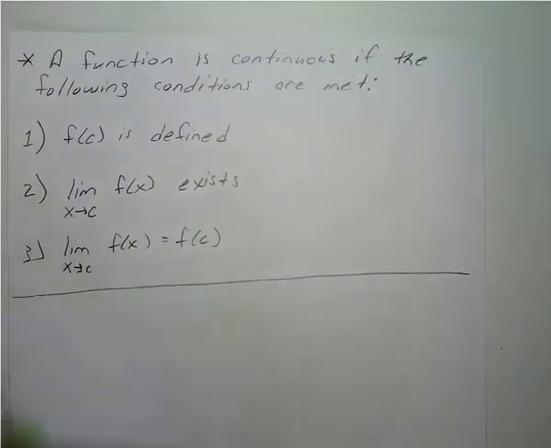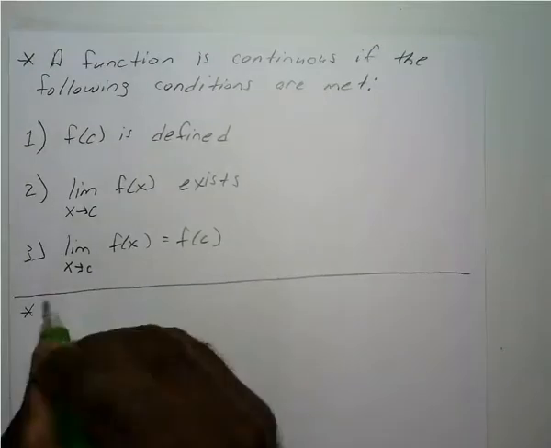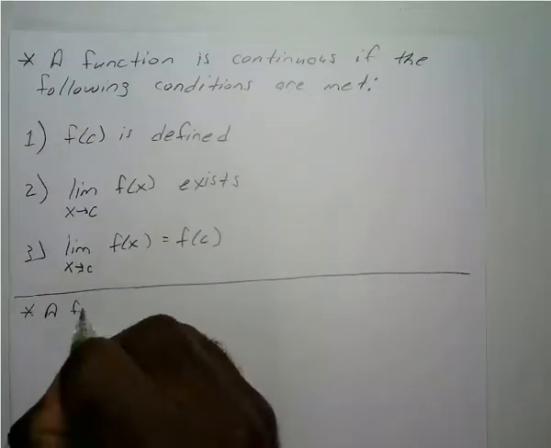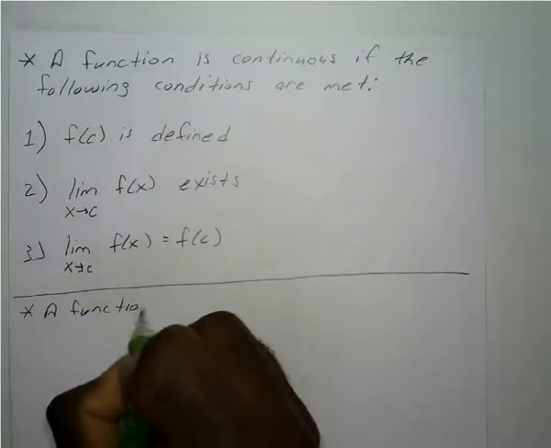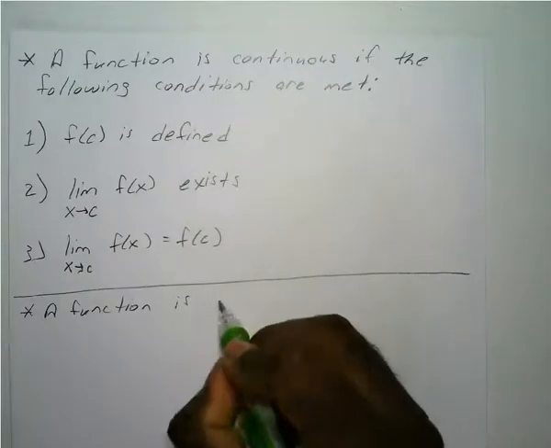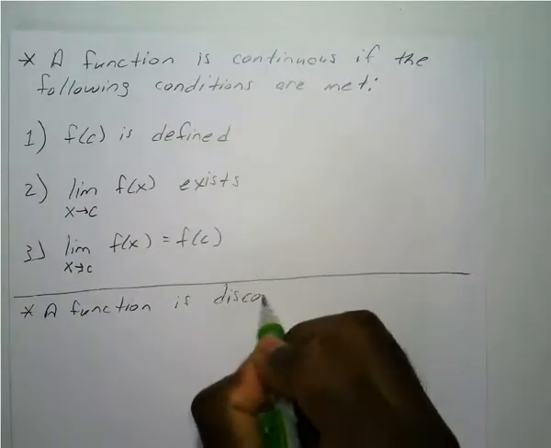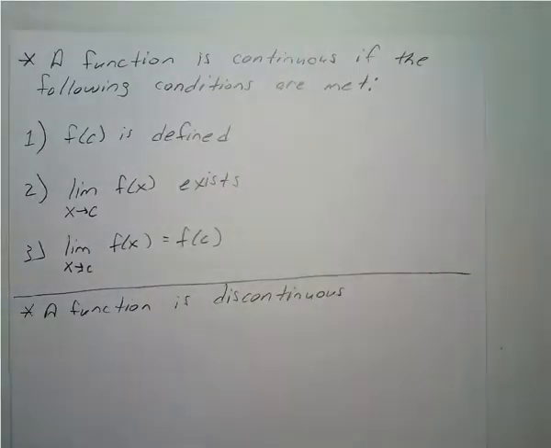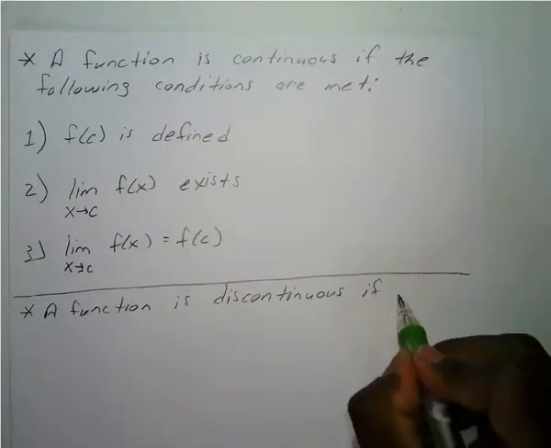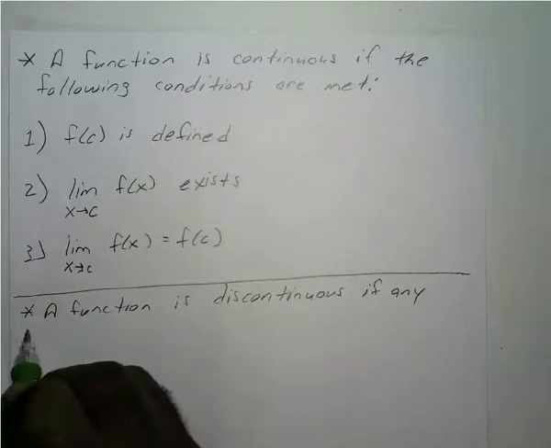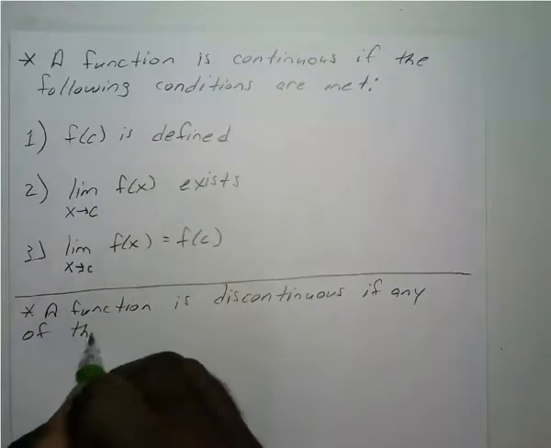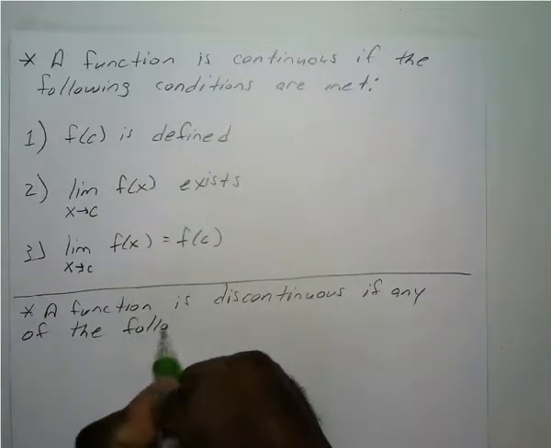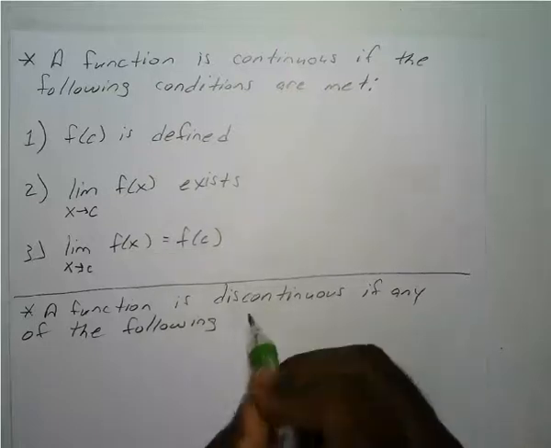All right, so a function is discontinuous if any of the following conditions happen.